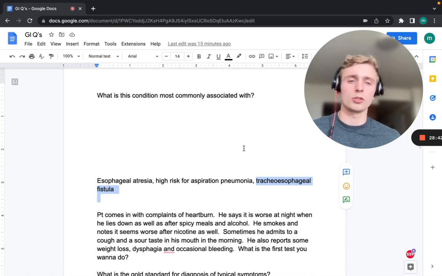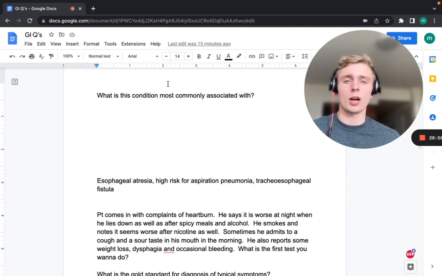So that's a connection between the trachea and the esophagus. Obviously if you're just putting stuff into that baby's throat, it could be going right into their lungs if they have a fistula, which this is highly associated with. So again, esophageal atresia, high risk for aspiration pneumonia, and most commonly associated with a tracheoesophageal fistula.